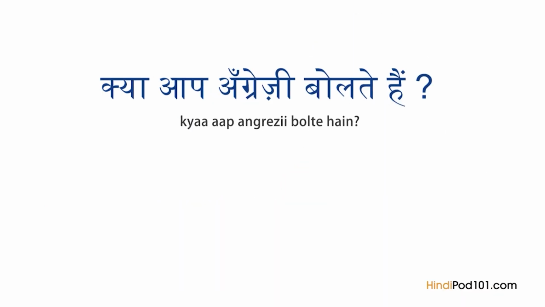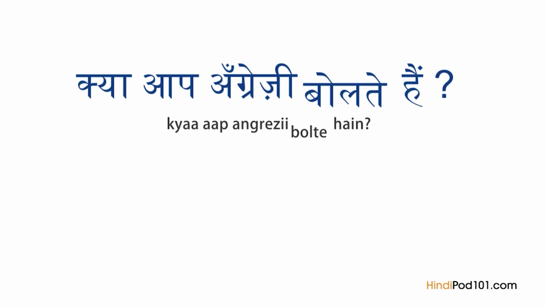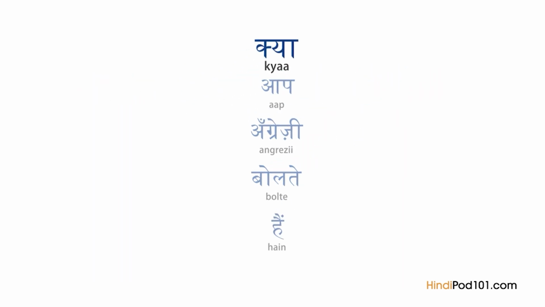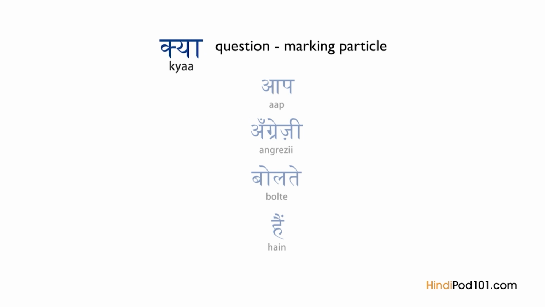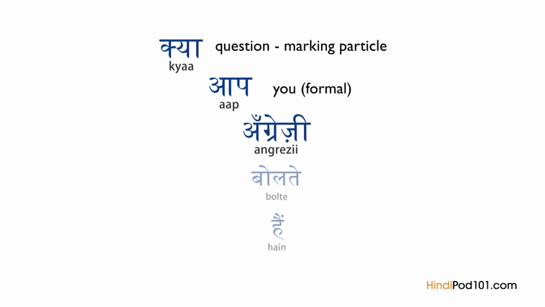Let's have a closer look at this sentence by breaking it down. क्या? Kya is a question marker which comes at the beginning of the sentence. Next is aap. Aap means you. This is the respectful word for you and is used in formal situations. You should always use it with people you don't know or with elders. Next we have Angrezi. Angrezi means English.